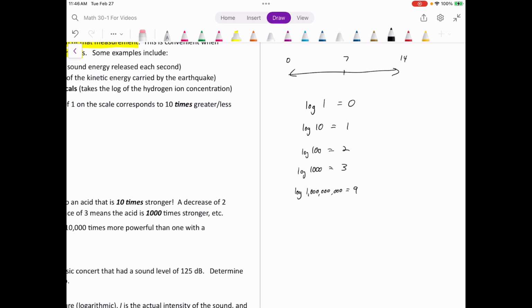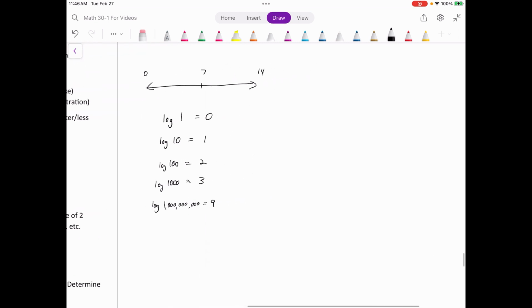It's just 9 because 10 to the power of 9 is a billion. And do you see what I mean here, right? Look at the huge range of values. If we were measuring something, actually taking some physical measurement, and our measurements ranged from 1 up to a billion, that's a big range of things to cover.